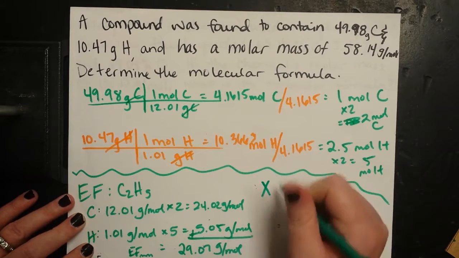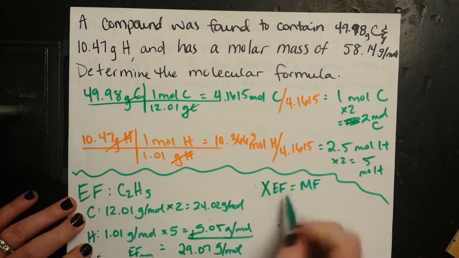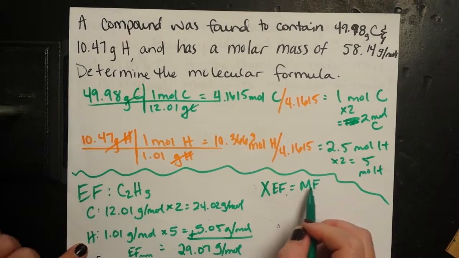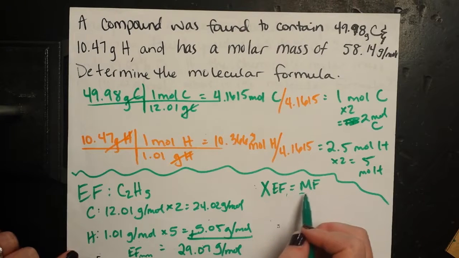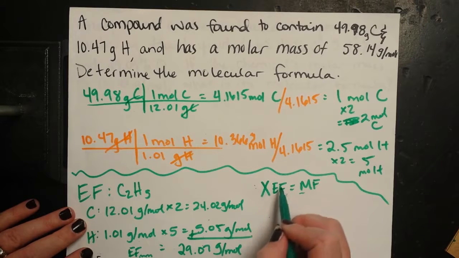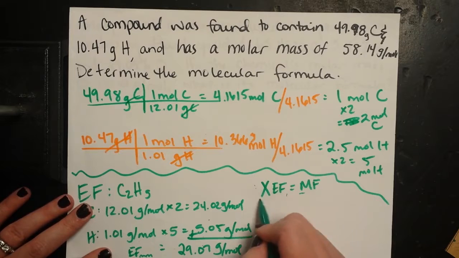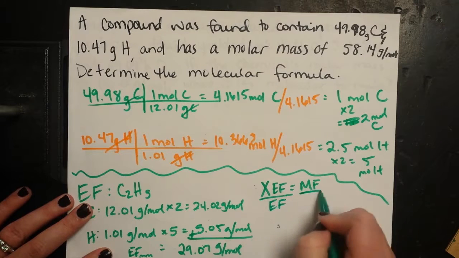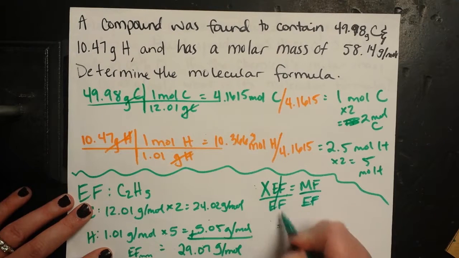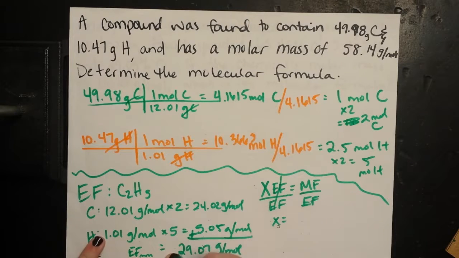So I'm going to write it this way. X times my empirical formula is going to be my molecular formula, because remember, this is always the lowest whole number ratio. The actual formula, or the molecular formula for your compound, is going to be some whole number multiple. So X is how many times that would be. To find X, I'm going to divide both sides by my empirical formula's molar mass. So X is going to be my molecular formula's mass divided by my empirical formula's mass.